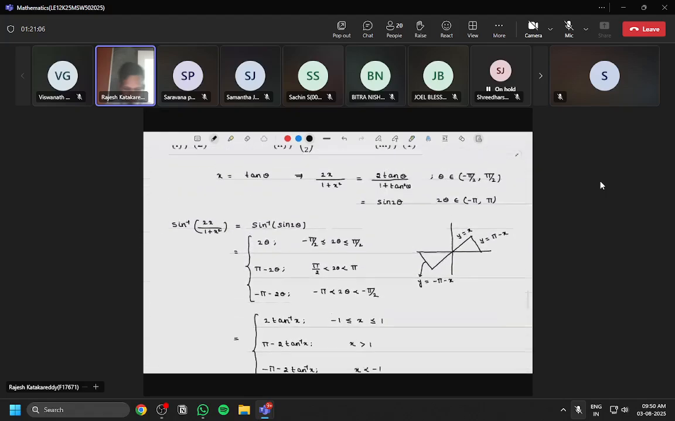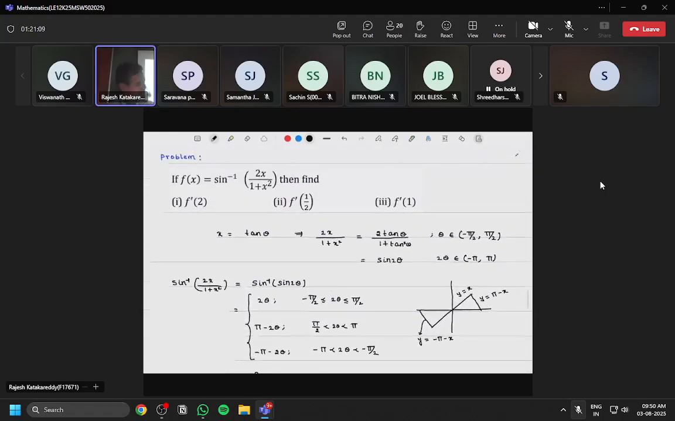Connecting inverse trigonometry and differentiation. If you have any doubt, let me know.